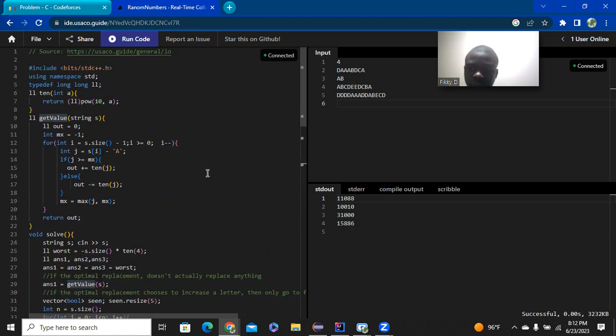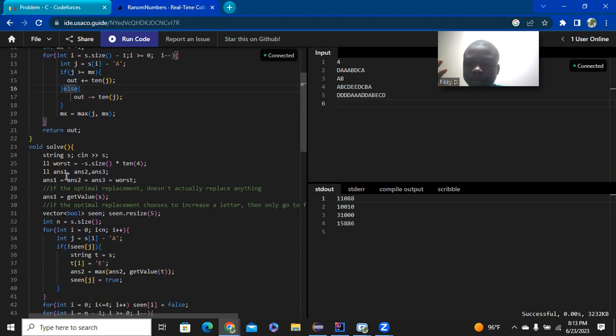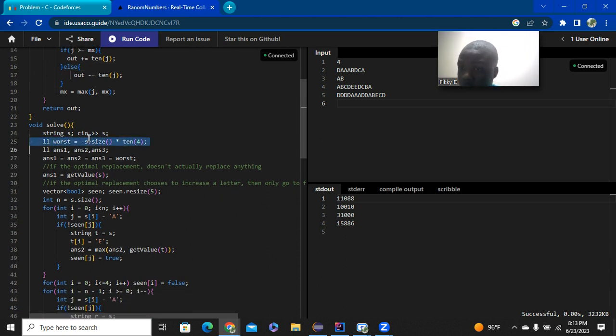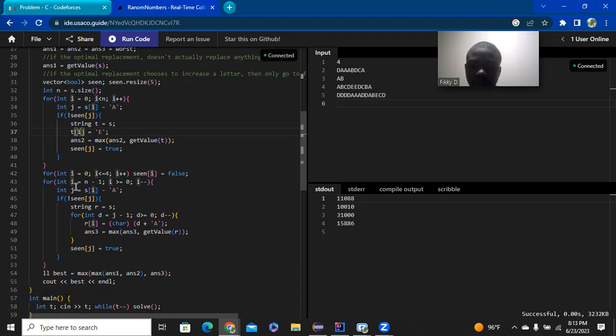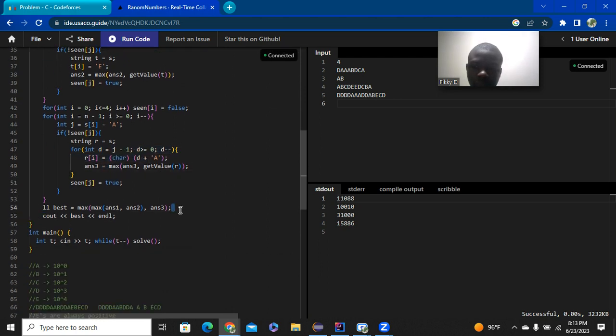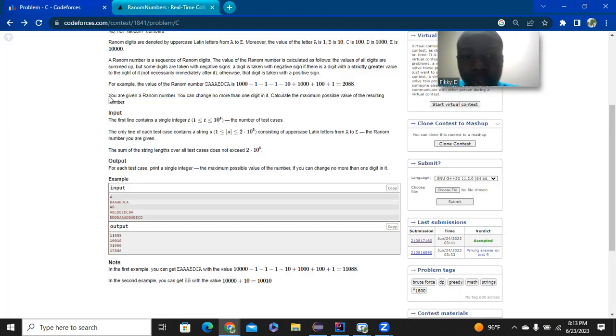And so the implementation of this: this is our get value function, which just gets the value of a number. And then I have this worst, which is just the worst case. You could just put negative infinity, it doesn't really matter. The main idea is that the first case is that we don't actually replace a number. The second case is that we choose to increase the first occurrences of each letter to E and get the max. The third case is we go backwards and get the last occurrences, and we choose to decrease them down to all the possible letters they can be decreased to, and we get the max answer. After all, we just take the best. And that's it. That's literally it for this problem.